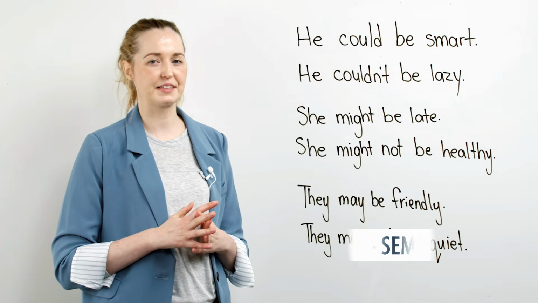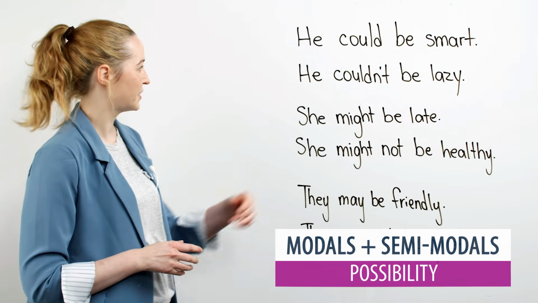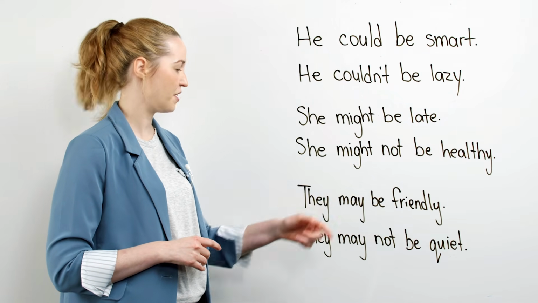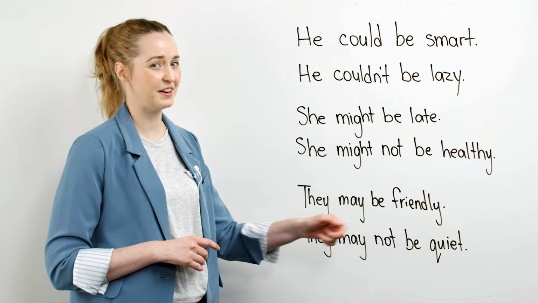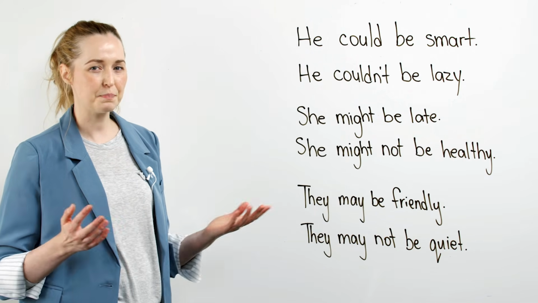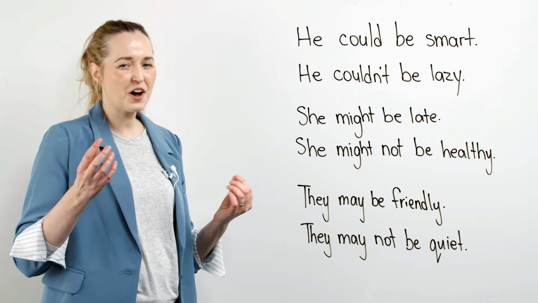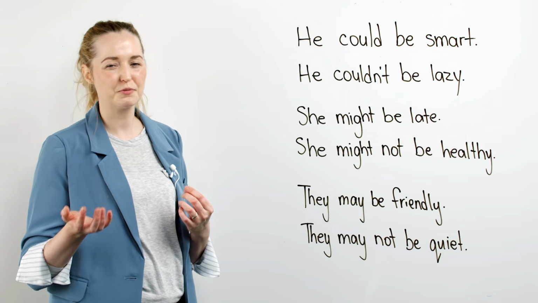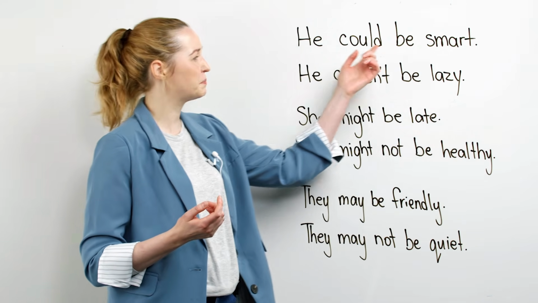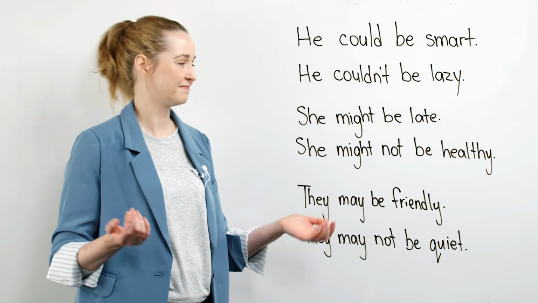Let's have a look at some modal verbs that express possibility. Could, couldn't, might, might not, may, may not. He could be smart. It's possible. Possible means we are not 100% sure. We don't really know. That's possibility. He could be smart. Maybe he's smart, maybe he's not.